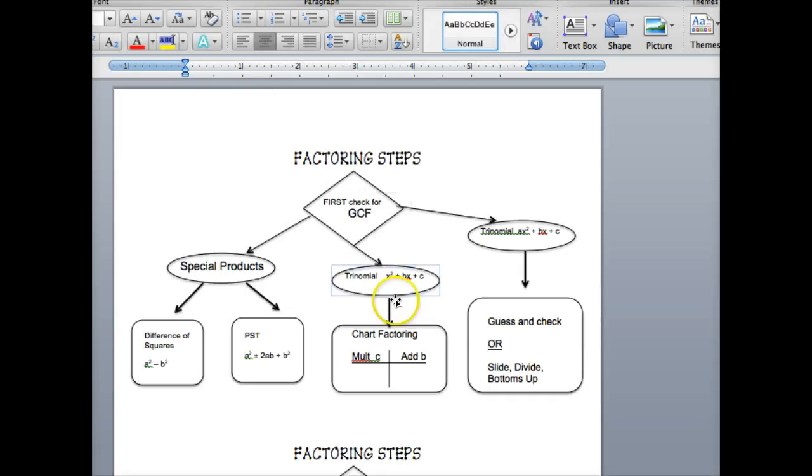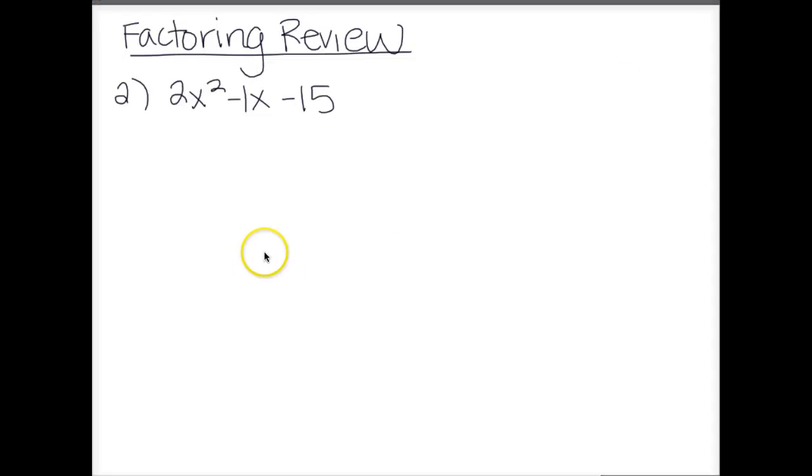So then, it's not the middle because there's a number in front of the x squared. So I'm either going to do guess and check or the slide divide bottoms up. This one I'm going to do with slide divide bottoms up, but I will do one where I review the guess and check method as well. So slide is my first method, so slide the 2 back to multiply with the negative 15. So 2 went out from the front, and now I've got a negative 30 in the back.